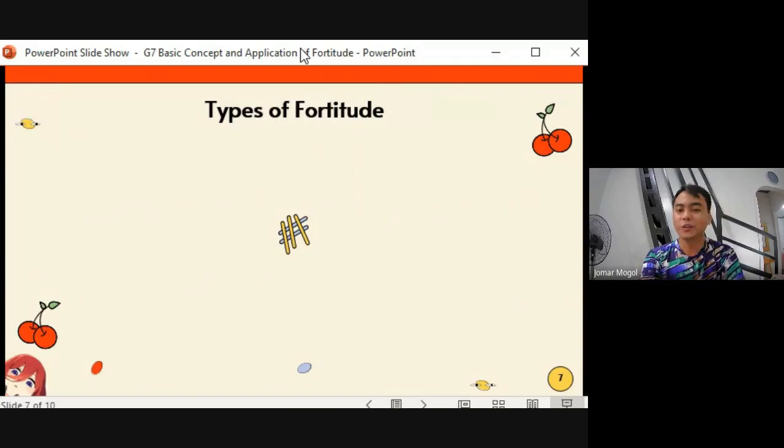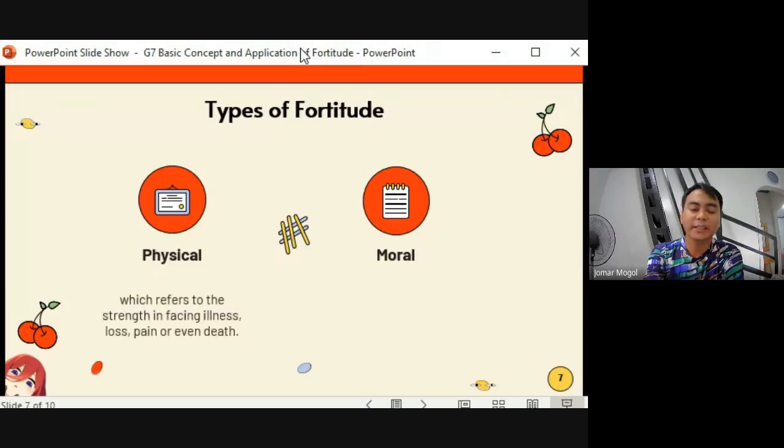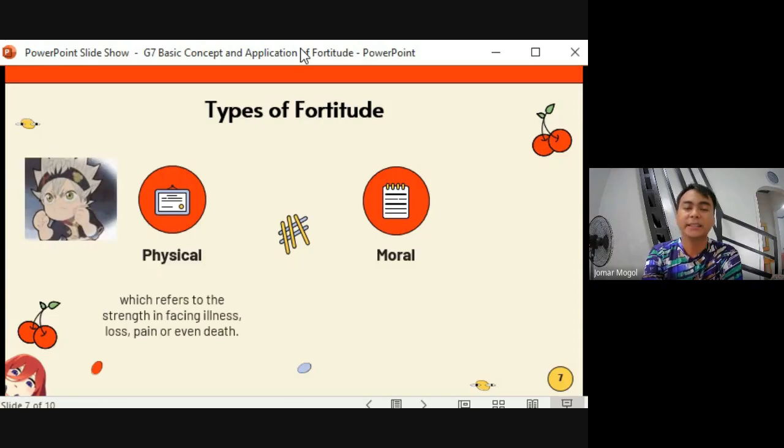There are two types of fortitude. Okay? The first type of fortitude is physical. The second one is moral. When we say physical fortitude, it is referring to the strength in facing illness, loss, pain, or even death. And an example of this, anime character is the Asta of Black Clover. Yan. Alam naman natin, in Black Clover, their world is full of mana.